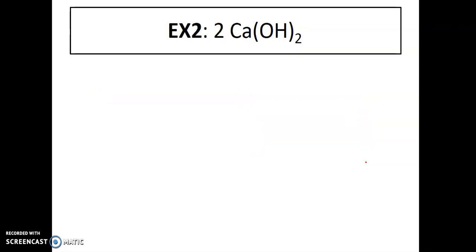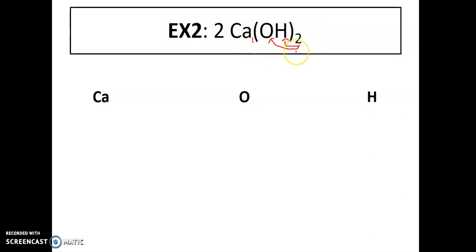All right, here we go. Next one. This one's a little more challenging because we have a coefficient, but we can do it. So step 1, I have separated out my elements. Ca is calcium, O is oxygen, and H is hydrogen. I need to distribute my subscript. So 2 times 1 is 2. I now have 2 oxygens. 2 times 1 is 2. I have 2 hydrogens. All right, I've distributed. There's nothing to distribute with my calcium. Calcium has an implied 1 next to it.